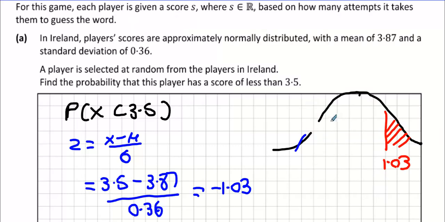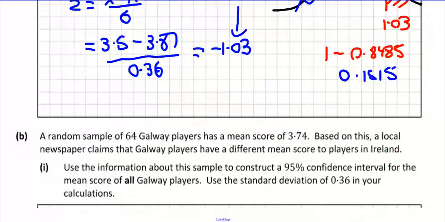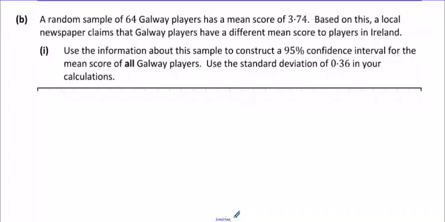It's going to give me 0.8485. This indicates that 84.85% of the population has a z-score below 1.03. So if I do 1 take away 0.8485, it will tell me what's in this red zone. As we discussed earlier, that red zone is the same as that blue zone. So we should be able to get the answer that way. And the answer when I take that away is 0.1515.